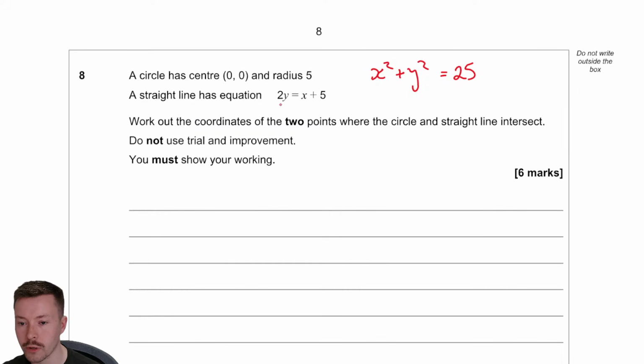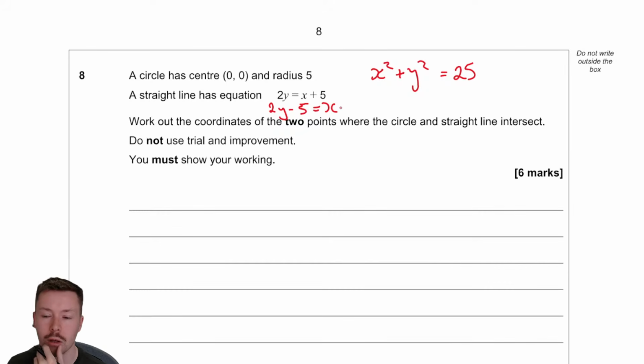So what I'm going to do is divide that by 2. Do I want to do that? No, I'm going to take away the 5. I want to get 2y minus 5 equals x. The reason I've done that is that I don't have a fraction and I can just substitute straight in. I either wanted y equals 1/2 x plus 2.5, which is fine, it's just going to be a bit messier because you've got decimals. This one doesn't, it's got whole numbers, which is better. So let's plug that in.